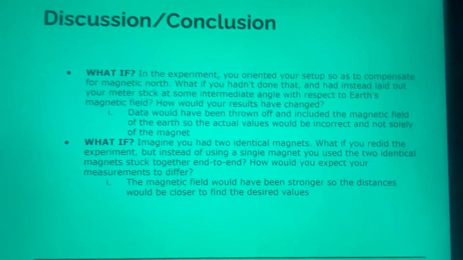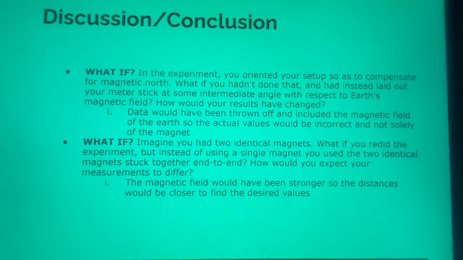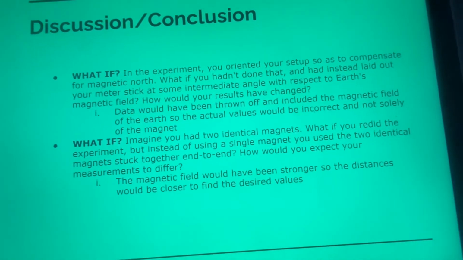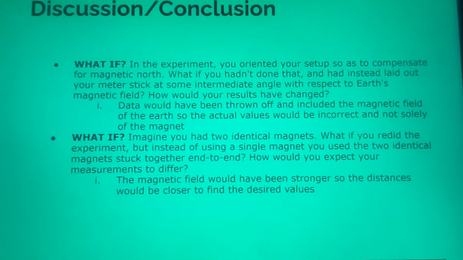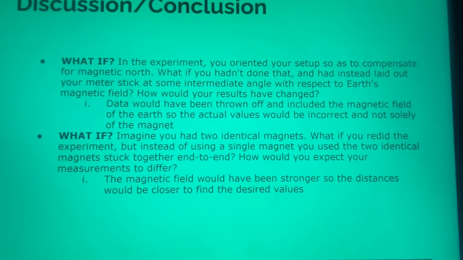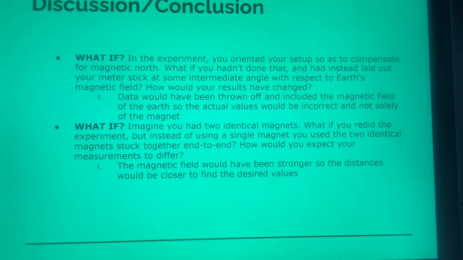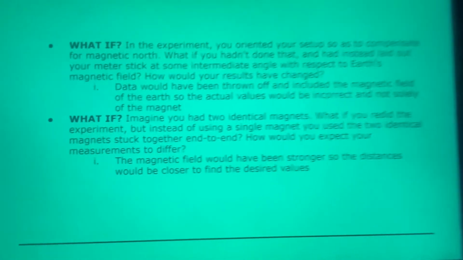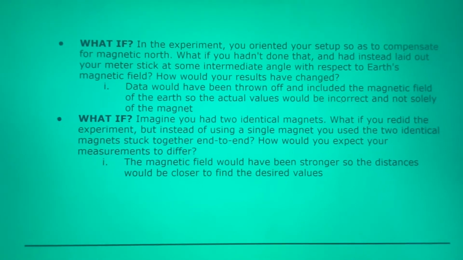And so here are some what-if questions. So, what if you hadn't done everything to find where true north was? Well, then the data would have been off and included the magnetic field of the Earth, so that the actual values would not be of the magnet. It would be incorrect. And then what if you had two magnets stuck together? The magnetic field overall would just be stronger, so the distances would be closer to find those desired values.